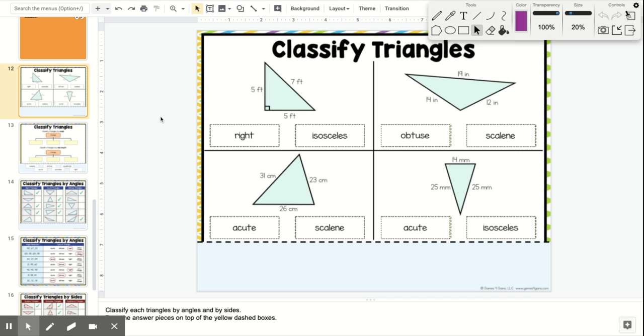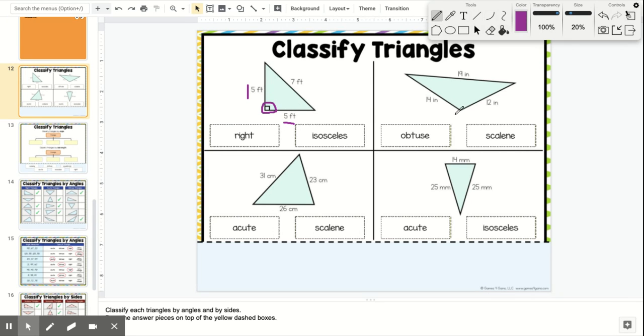All right, let's see how you did. So on this slide, this first triangle is a right isosceles, okay? It is a right triangle because you have that right angle right there. And it is isosceles, which means two sides are the same because you have 5 feet and 5 feet, okay? So those are the two sides that are congruent.